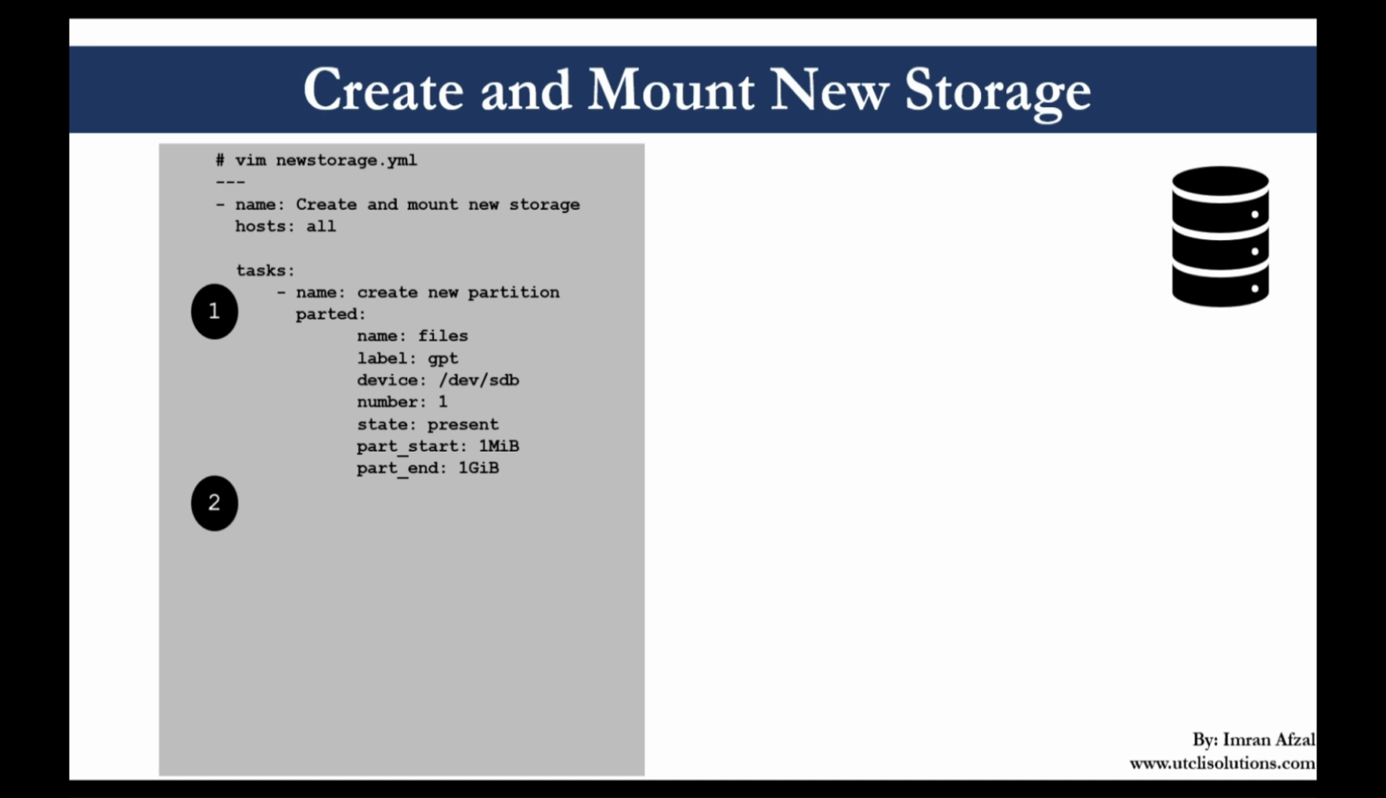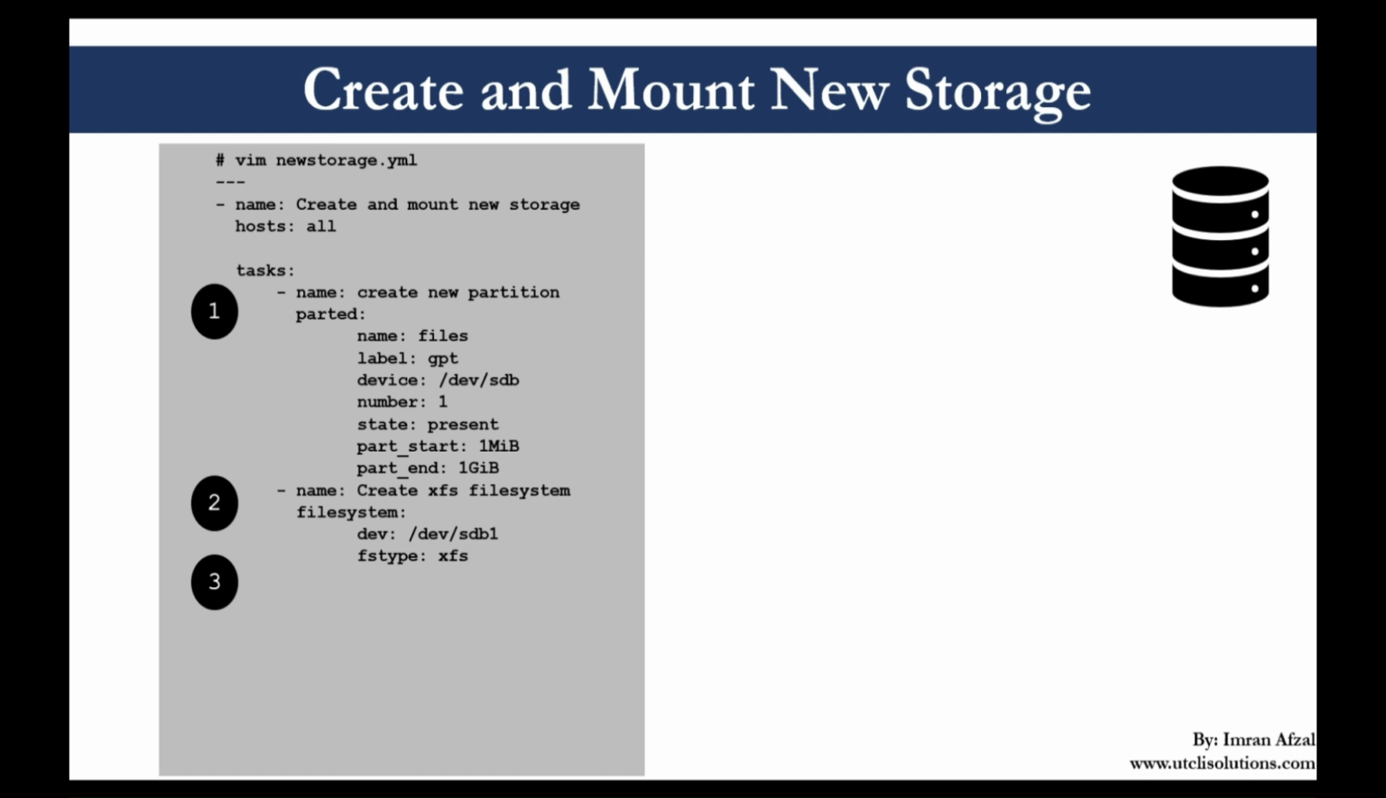Now the next task is to create the XFS file system. The partition is created, so now we have to define that this partition is XFS. For that, we'll use the filesystem module. Then you have to define the device: where are you putting that XFS file system? We're putting it in /dev/sdb1, the partition we created in the earlier task. And then the name of the file system, fstype, XFS. If you're putting in, let's say, ext4, then you put ext4 here.